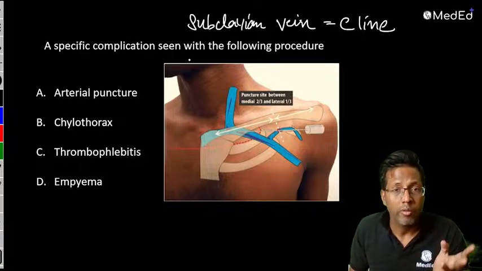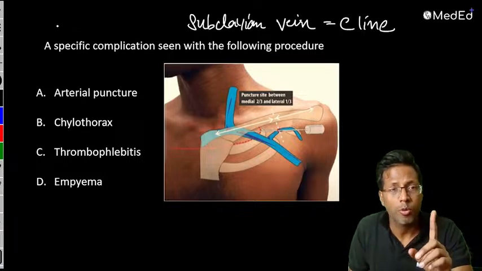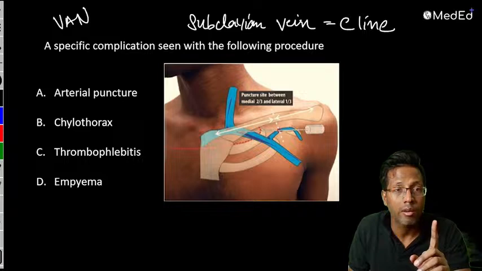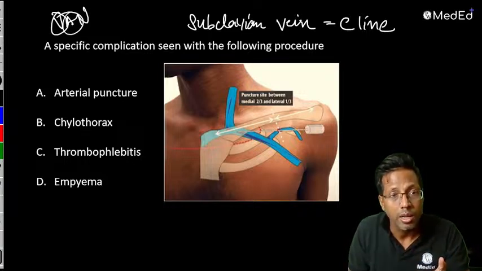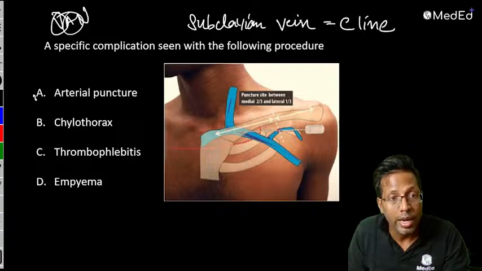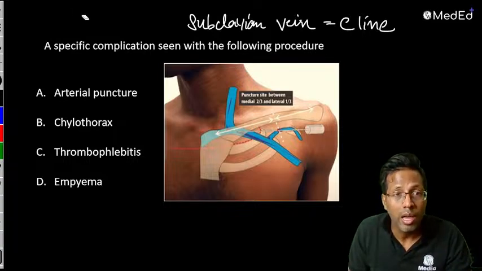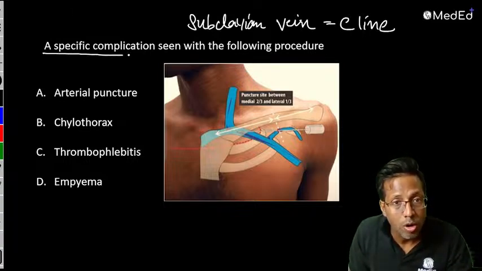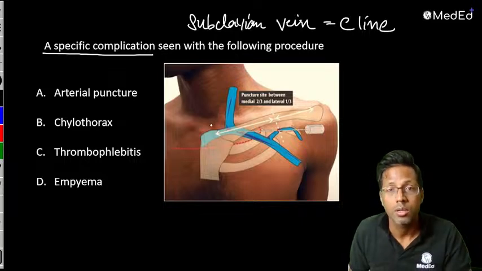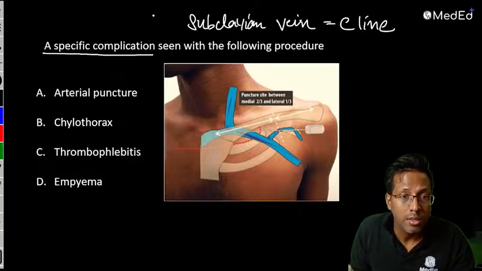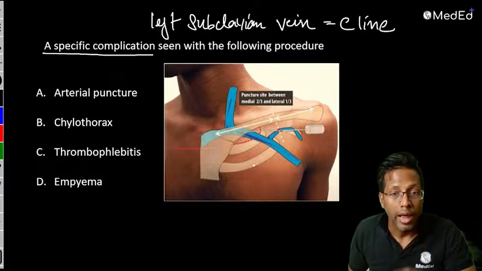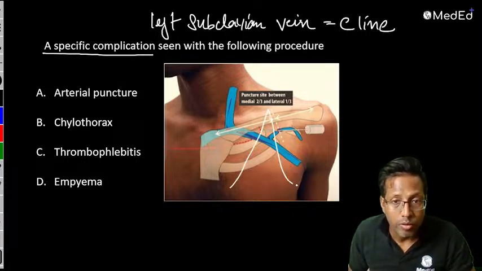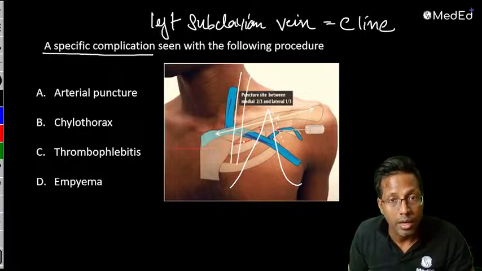Now, remember whenever we study, right from our first prof, we remember it as vein, artery, nerve. So whenever you are near the vein, the immediate puncture can be the artery. So no doubt option A is correct. But what they have asked you is what is a specific complication seen with this procedure. Now remember, this is a left-sided subclavian vein, not a right-sided. And here is going to be the apex of the lung. Also, what is going here is the thoracic duct.